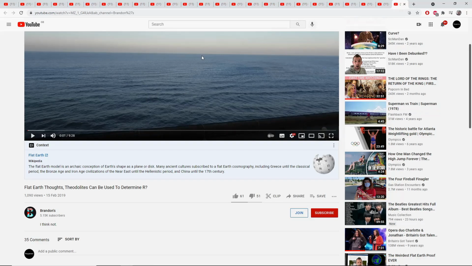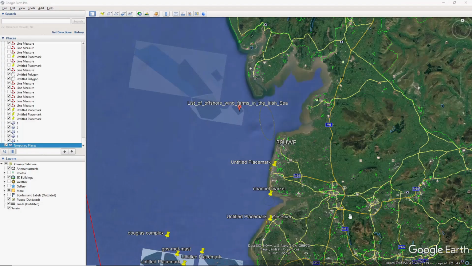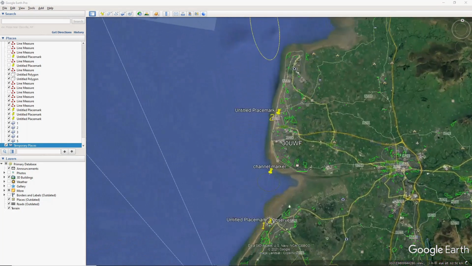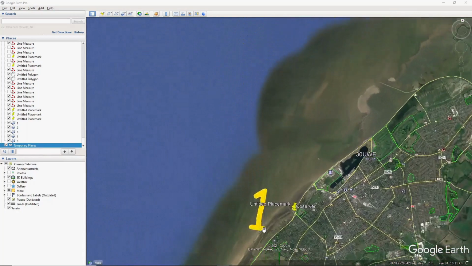And I'm going to explain to you today why the black swan image is just refraction, and I'm going to prove it to you. Now then, Kevin Jackson took an image of Blackpool from this location down here. This is where he took his observation from. I've titled it point number 1.